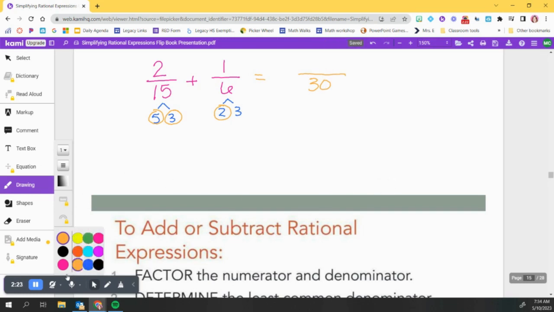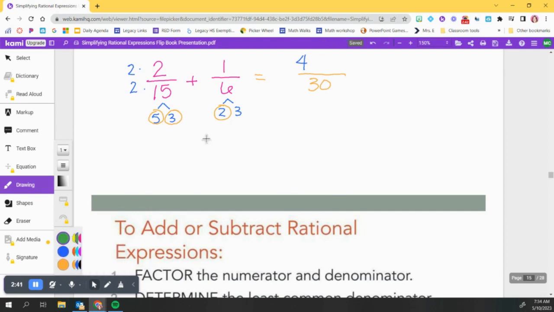Okay, so mathematically, that's why you do what you do. So then what you have to do for the other part, the common denominator was 30. What do I have to multiply 15 by to get 30? 2. So I have to multiply the numerator and denominator by 2. So that gives me a numerator up here of 4.